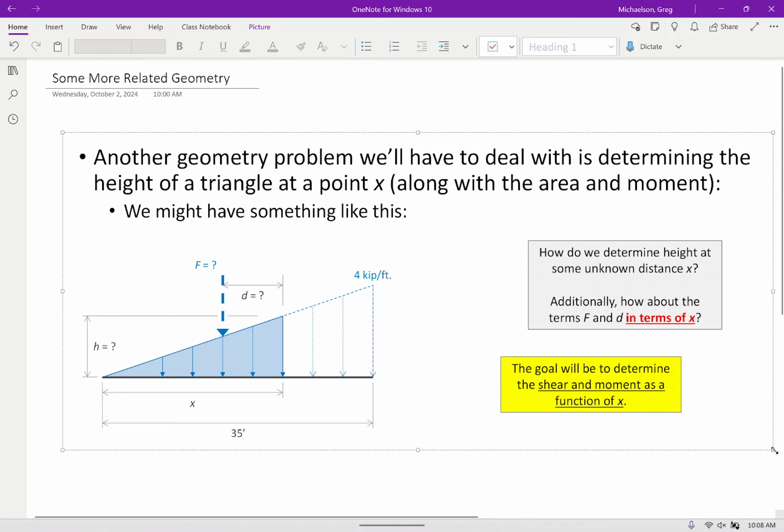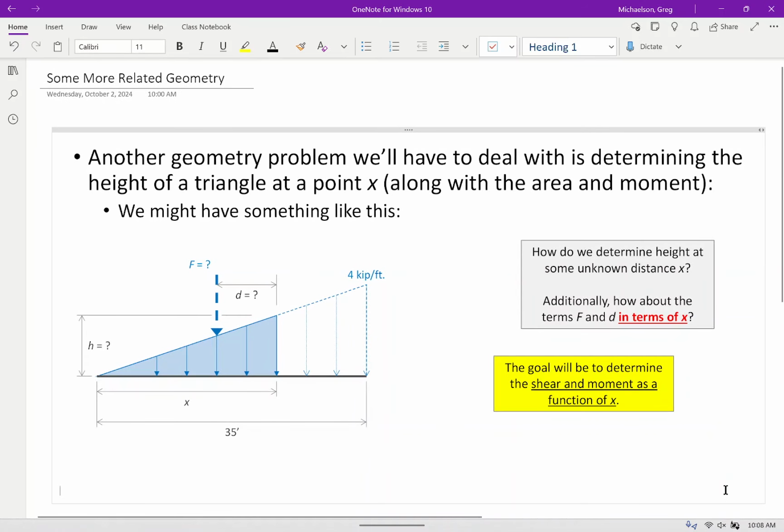Now, my goal is to figure out what this F force is and what this D force is, but I want to figure it out in terms of X. So I want D to be some quantity in terms of X. I want F to be some quantity in terms of X. So let's see if we can do an easy one first.